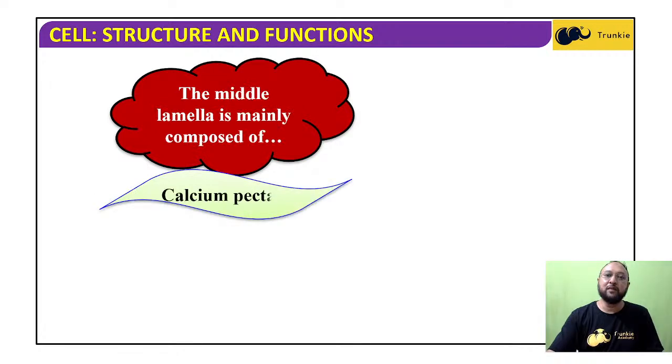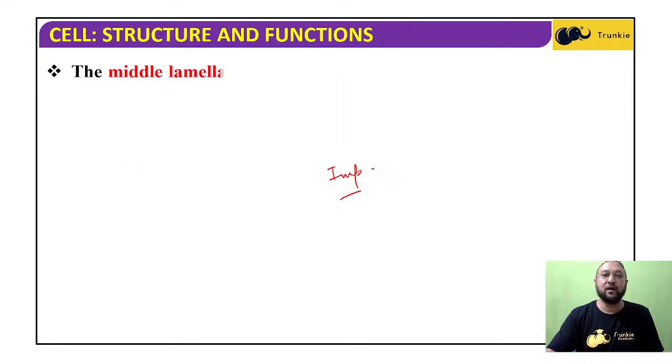The middle lamella is mainly composed of calcium pectate. This is an important point, important for exam. It is a chemical compound which also provides rigidity, and it is present in the middle lamella between the cell walls of the two different cells.